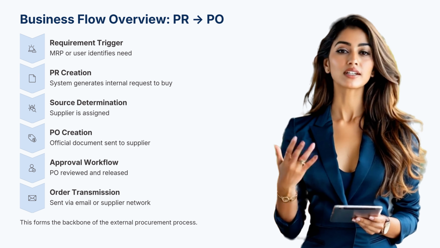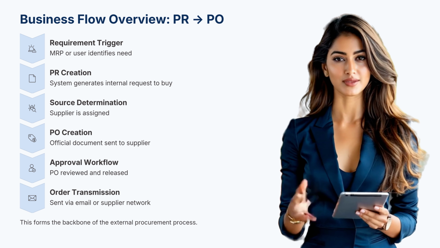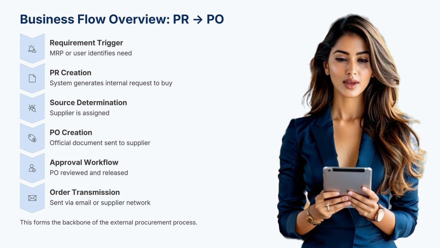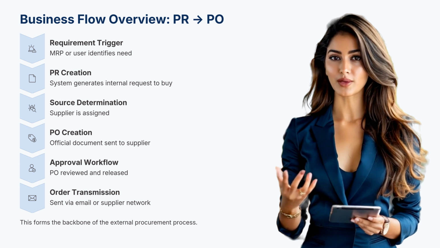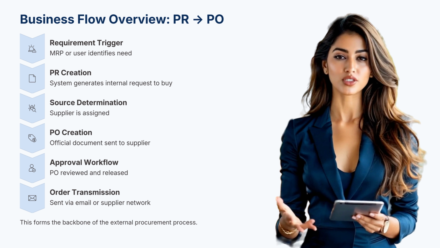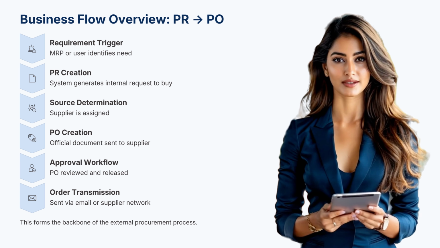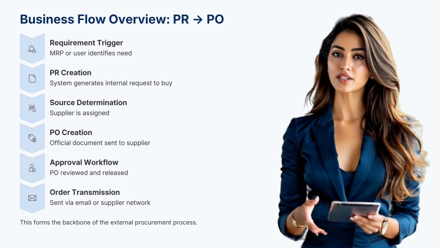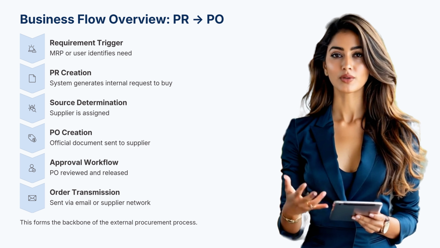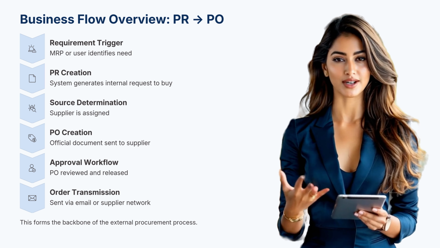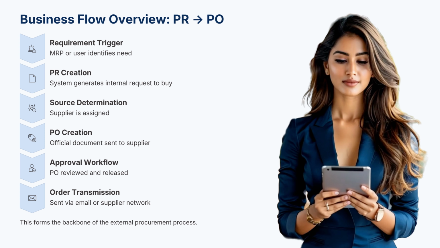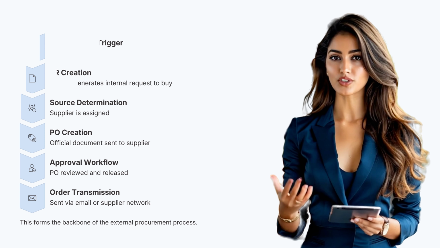Business Flow Overview, PR/PO. Let's visualize the complete procurement flow. A requirement is identified, either by MRP or manually. A purchase requisition is created and assigned to a supplier. Next, the buyer converts it into a purchase order. After internal approval, the PO is transmitted to the supplier. This standardized flow ensures accountability, compliance, and speed in procurement cycles.